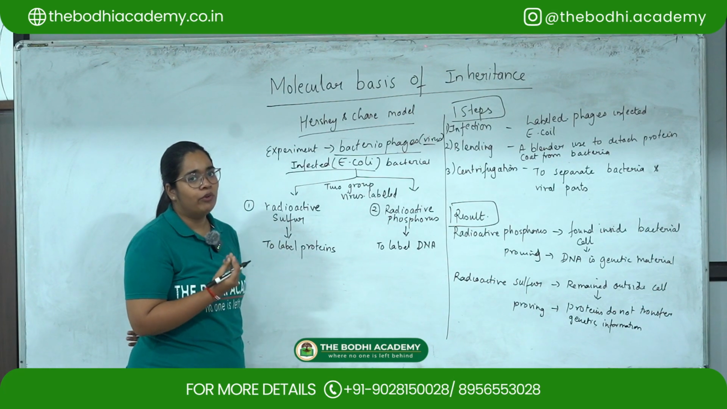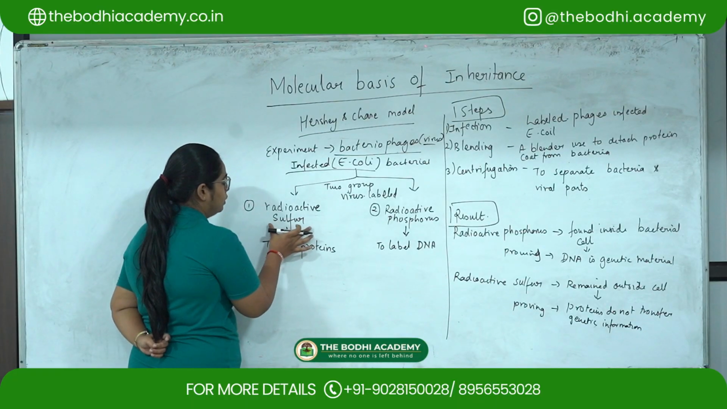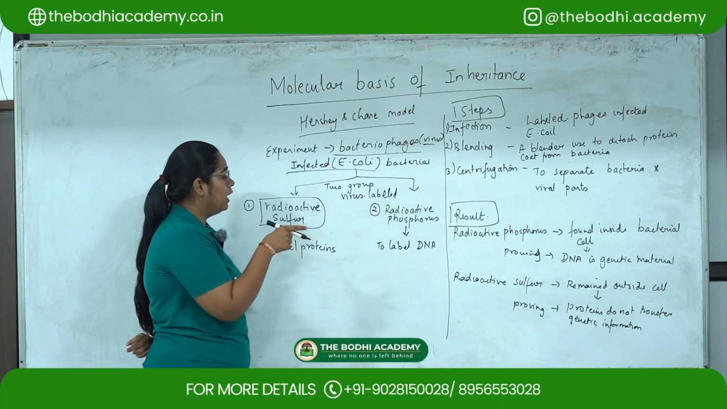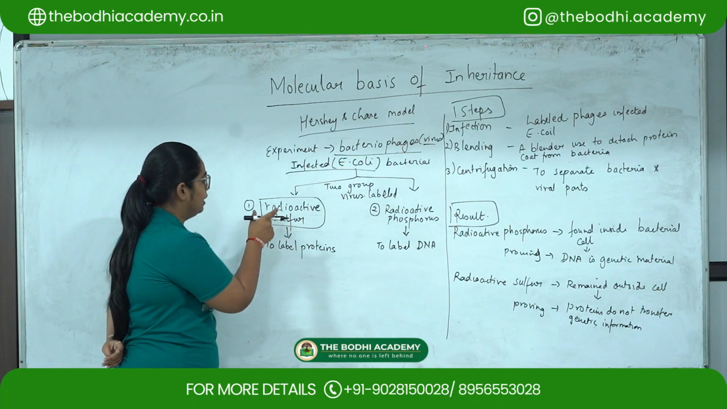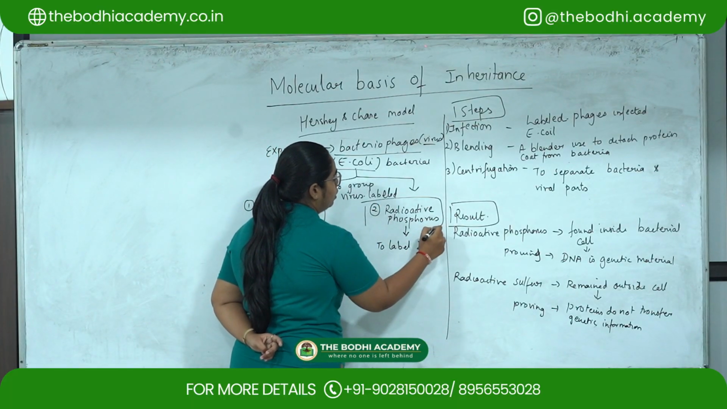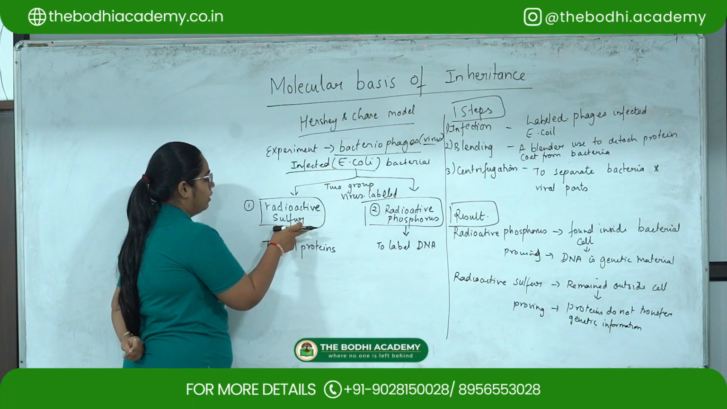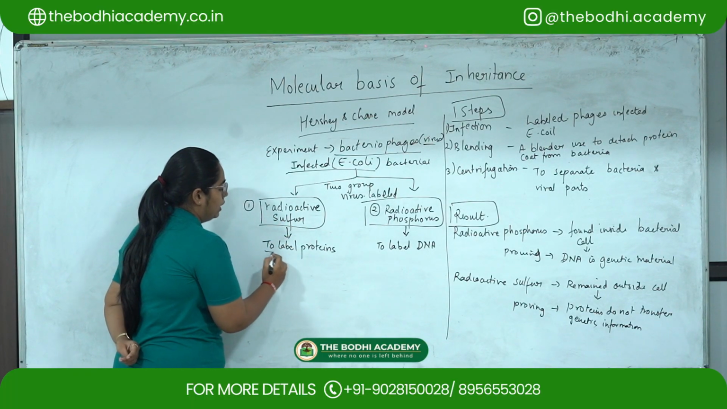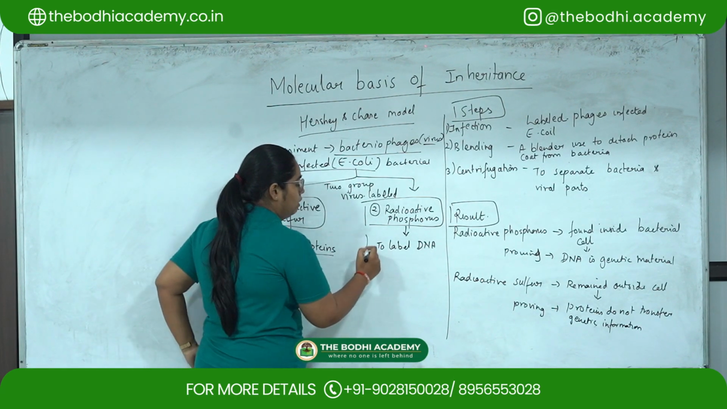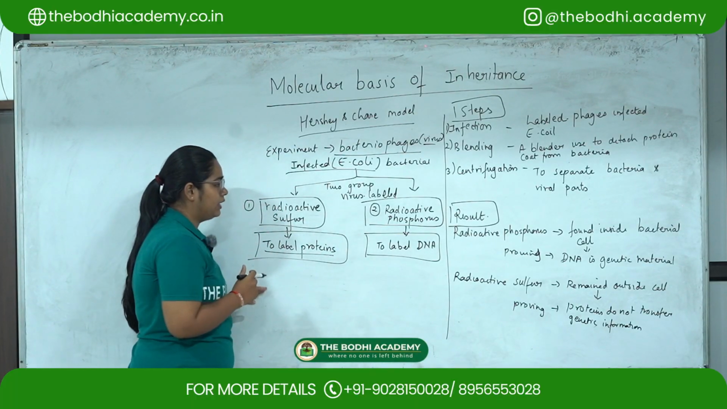In this experiment, they took two groups of virus. One group of virus they labeled with radioactive sulfur, and the second group of virus they labeled with radioactive phosphorus. They labeled one group with radioactive sulfur to label the protein, and radioactive phosphorus to label the DNA. So this was the step they followed.